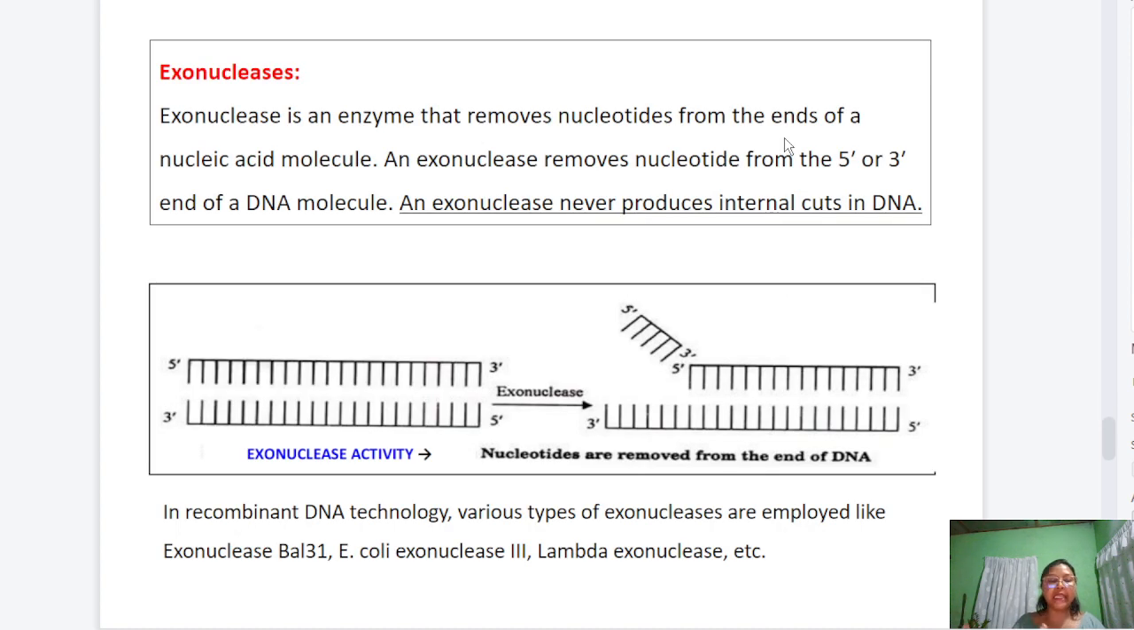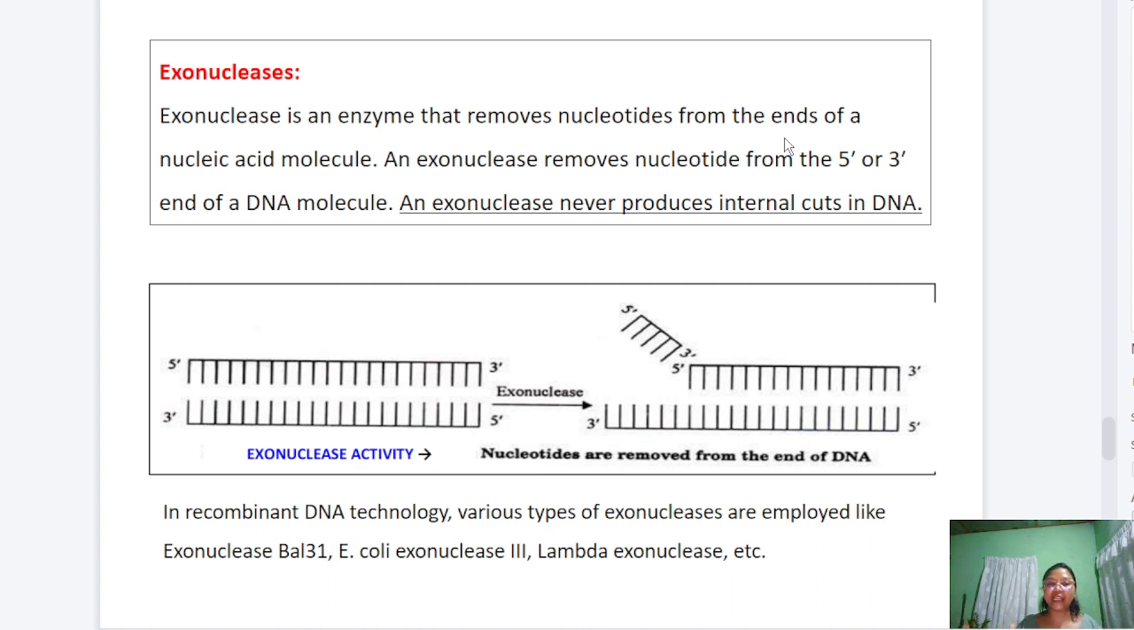Now, we have seen that there are 3 types of restriction endonucleases, right? Those are endonucleases. But here, we will see we also have enzymes that are exonucleases. The word endo itself means within. They are going to cut the DNA within the DNA strand. But exo, they are going to cut at the terminal or at the end of the DNA. So that is the difference between endo and exo. The exonuclease is an enzyme that removes nucleotides from the end of the nucleic acid molecule, and an exonuclease would remove nucleotides from the 5' or the 3' end.